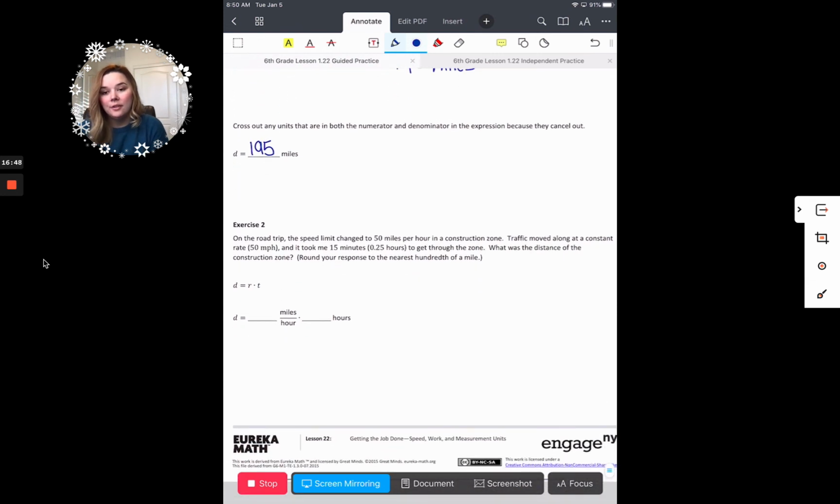All right, so for exercise 2, it says, on the road trip, the speed limit changed to 50 miles per hour in a construction zone. Traffic moved along at a constant rate, 50 miles per hour, and it took me 15 minutes, or 0.25 hours, or 25 hundredths of an hour, to get through that zone. What was the distance of the construction zone? It says to round your response to the nearest hundredth of a mile. Go ahead and pause here and solve that problem. Pop back on to check your answer.